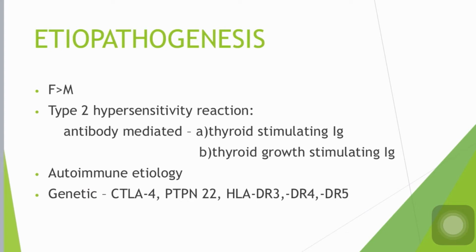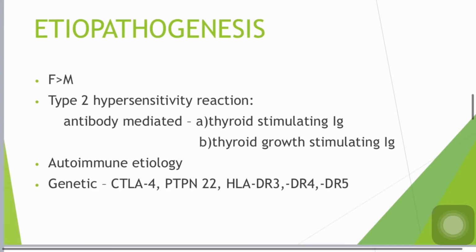This disease is also associated with autoimmune etiology, just like Hashimoto's. Now the genes which are more susceptible to Graves' disease are as follows: CTLA4, PTPN22, HLA-DR3, DR4, DR5. So if there's abnormality in any of these genes, then the person is more susceptible to Graves' disease.